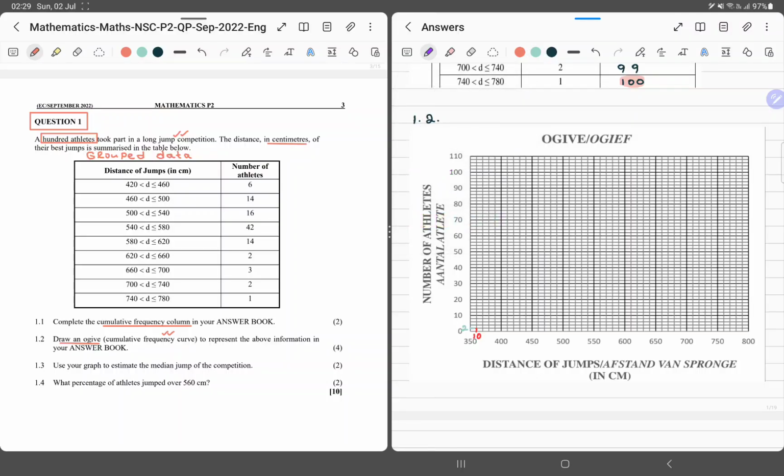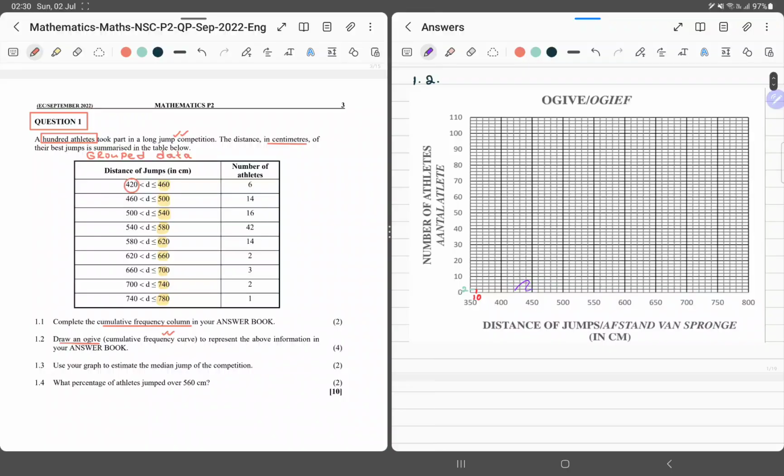So we want to do our ogive quickly. When we do our ogive, we take the upper limits of each class. The very first plot is going to be the lower limit of the first class, because that coincides with the upper limit of the previous class, for which the cumulative frequency is 0. So we plot 420 over here. The next one is going to be 460. It goes with the 6, so this is 2, 4, 6.